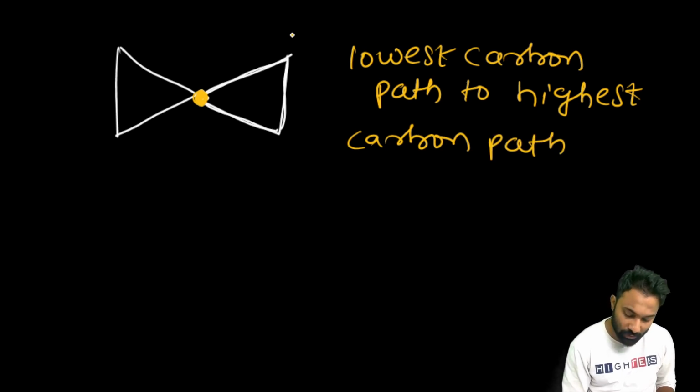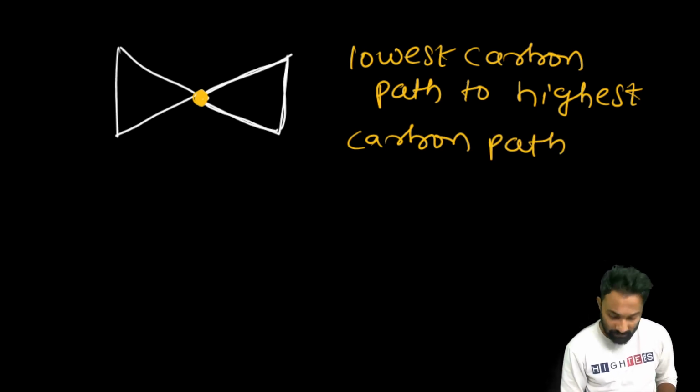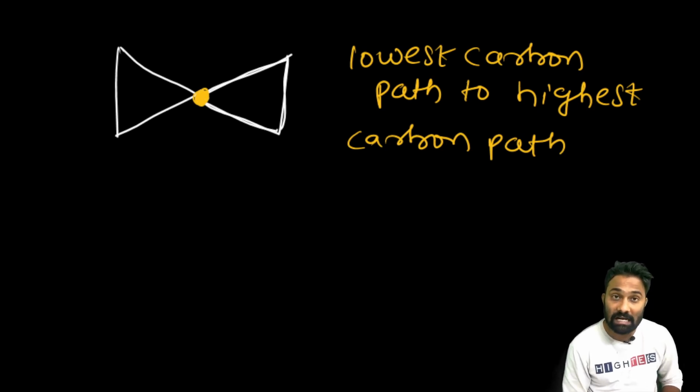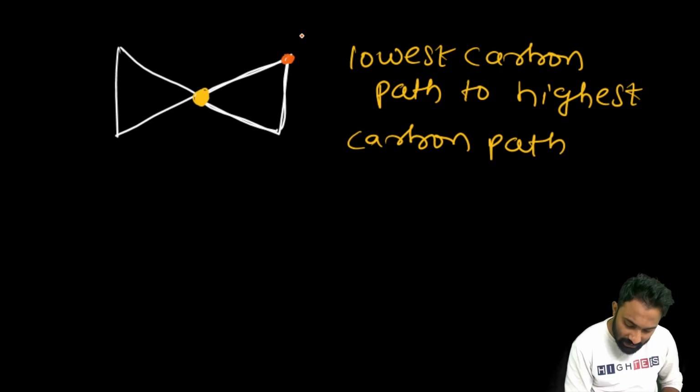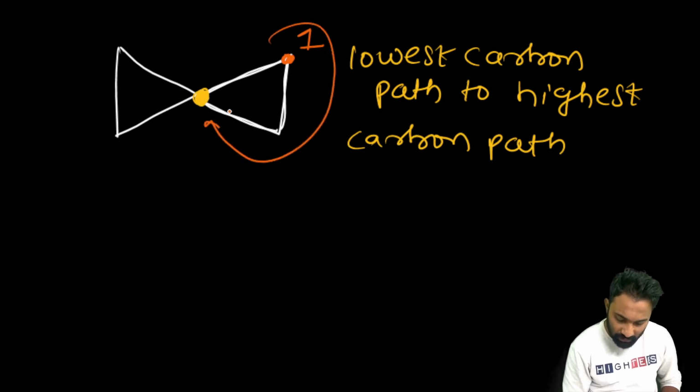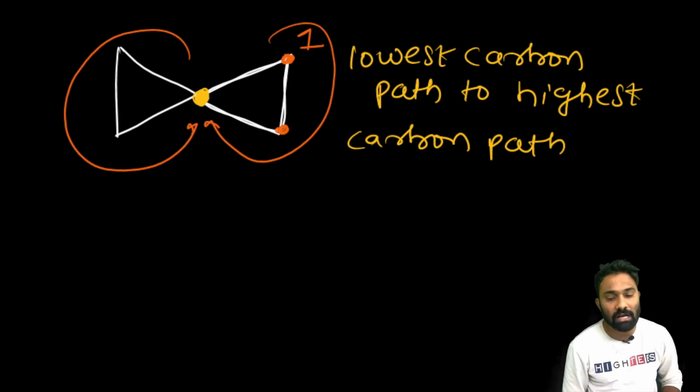Okay, lowest carbon path to highest carbon path. Clear? Now when you have chosen the lowest carbon path, that interlinked carbon should get the least number. Clear? Means here you should not start the numbering from the bridged carbon or this interlinked carbon. Here you have to start the numbering from that ring which is having the lowest carbon path. Here if you commit from here it is having 2 carbons. If you commit from here also, it is having 2 carbons.